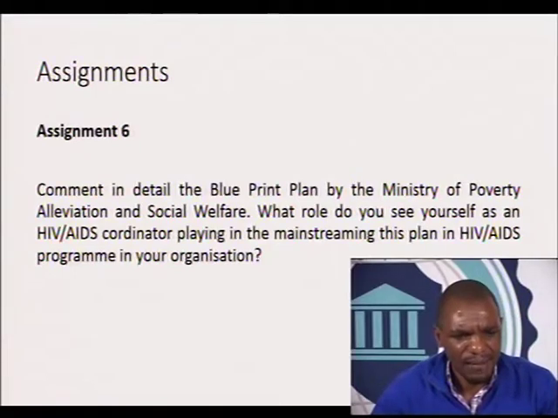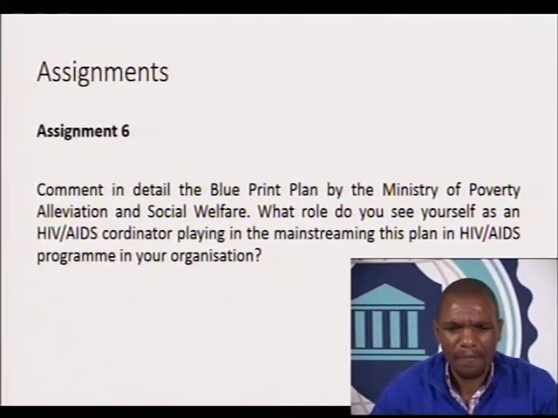Assignment 6, comment in detail on the blueprint plan by the Ministry of Poverty Alleviation and Social Welfare. What role do you see yourself as an HIV coordinator playing in the mainstreaming of this plan in HIV/AIDS programs in your organization? I think you realize by now that Namibia is one of the first country in the world to have a ministry which is dedicated to fighting poverty. Also in line with that, the ministry, which is still very new, they launched what they call a blueprint plan.